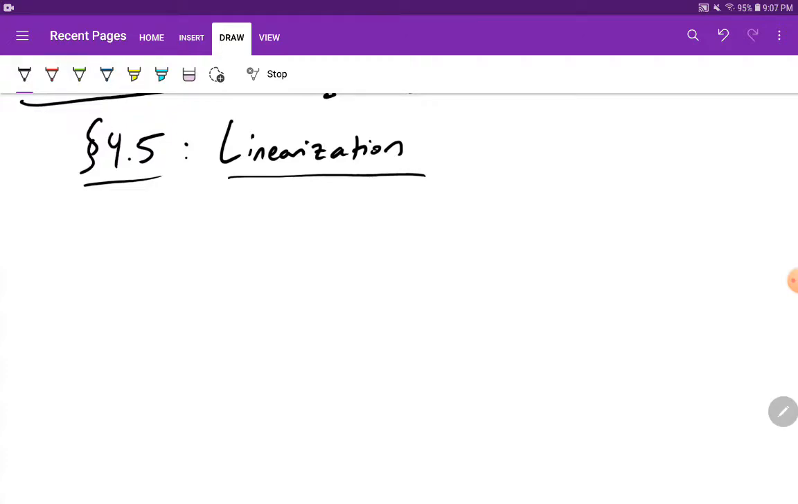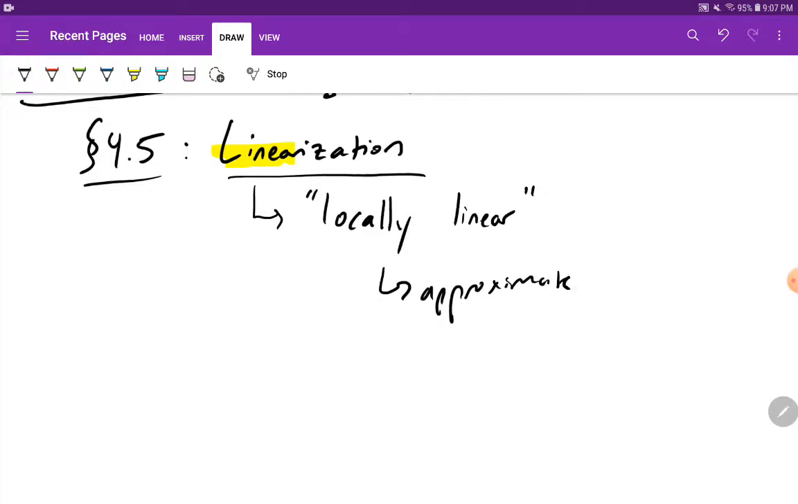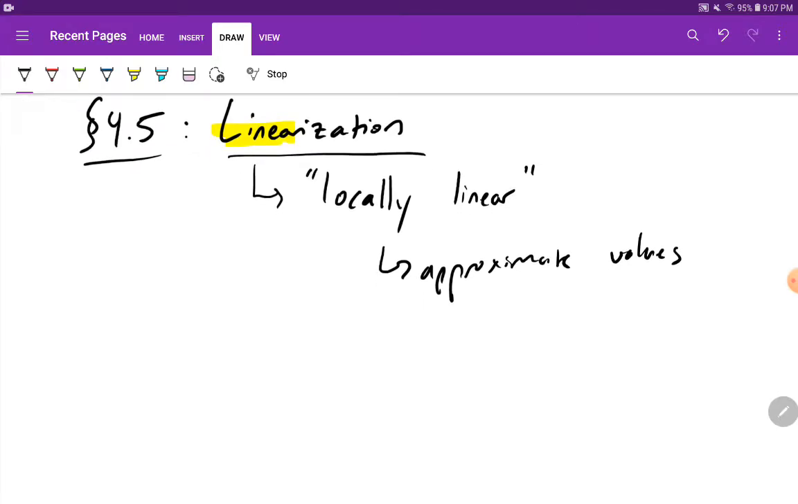What's really cool about linearization is that the details of it are actually within the word, right? You see the word linear in it. So yes, we are dealing with lines, but we're dealing with the idea of being locally linear and seeing how that can help us to approximate some values. So that's kind of what linearization is. It's basically using tangent lines to approximate values. Okay, and I'm going to show you some graphs, and hopefully it'll clear up what exactly we're doing here.